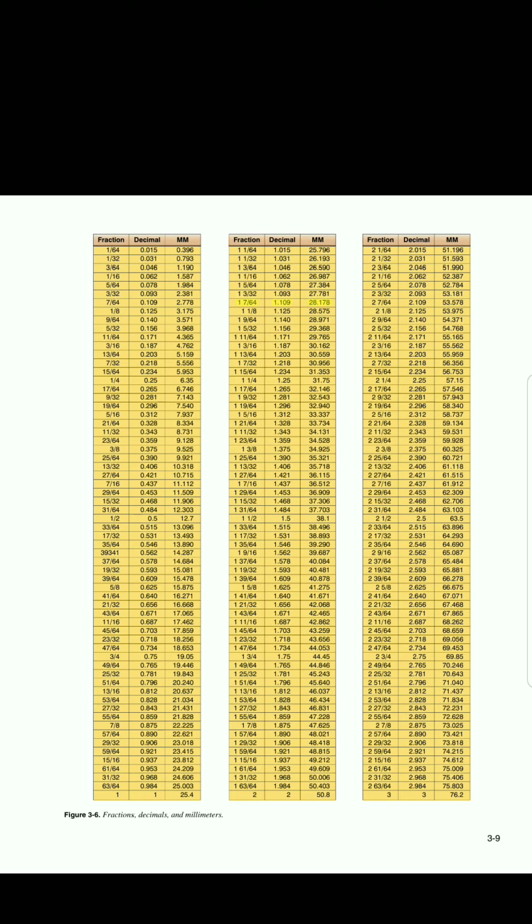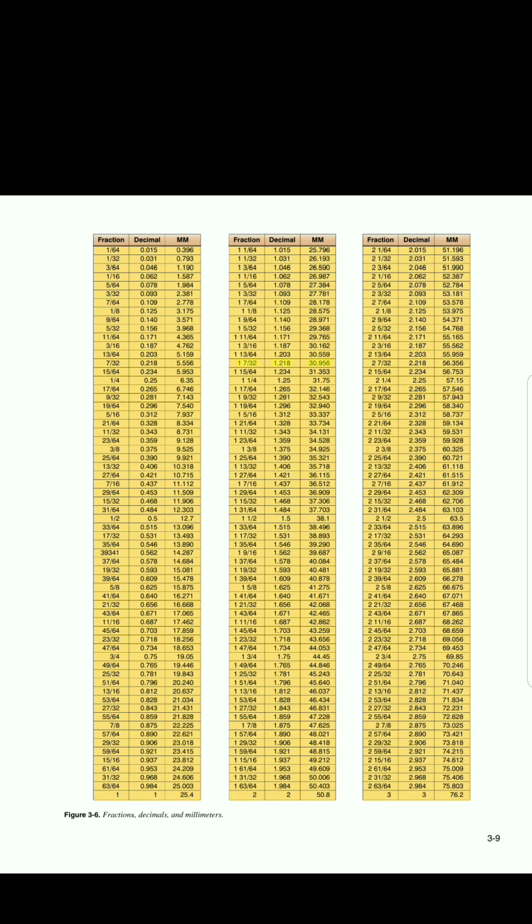1 and 7/64ths, 1.109, 28.178. 1 and 1/8, 1.125, 28.575. 1 and 9/64ths, 1.140, 28.971. 1 and 5/32, 1.156, 29.368. 1 and 11/64ths, 1.171, 29.765. 1 and 3/16ths, 1.187, 30.162. 1 and 13/64ths, 1.203, 30.559.